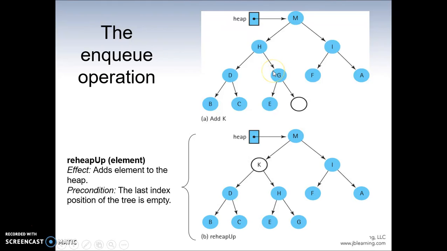And look at K and H. K is still greater than H. So move H down, right? And reheap up. So the placeholder goes to H. K and M. Now K is less than M, so that's the place for K. And we have the order property and the shape property, so we have a heap back. So that's how we NQ.